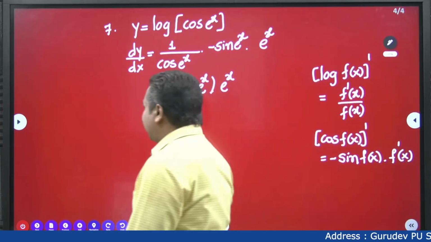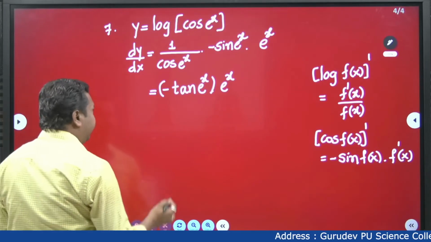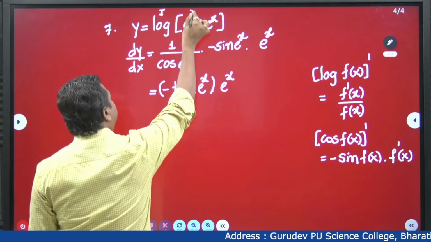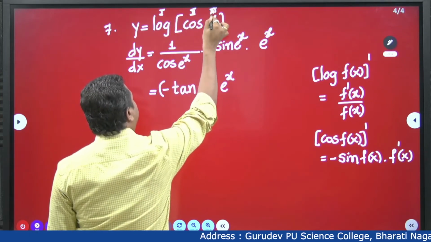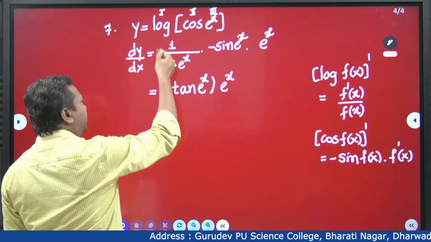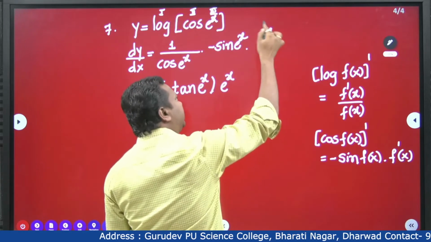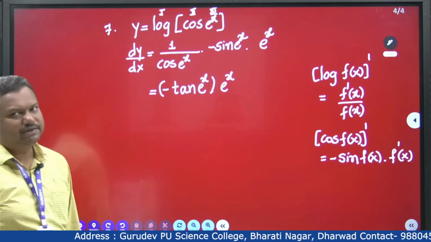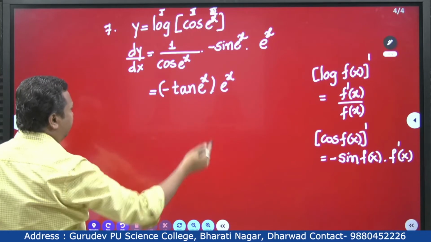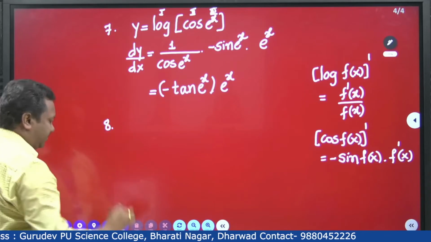Just try to understand, it is a chain differentiation problem. You are differentiating log as the first function, cos as the second function, and e to the power x as the third function. It has composite functions, right? First we use the log formula, then the cos formula, then the e to the power x formula. Hence the chain differentiation result is minus tan e to the power x into e to the power x. Let us go for the next question.